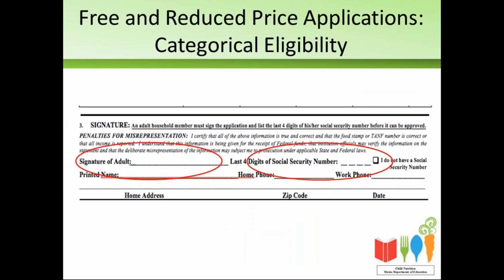The application must be signed. On all applications, an adult household member must sign their name in this section and write the last 4 digits of their social security number, or mark the box that says they don't have a social security number. With the exception, this number is not needed for a categorical eligibility application.